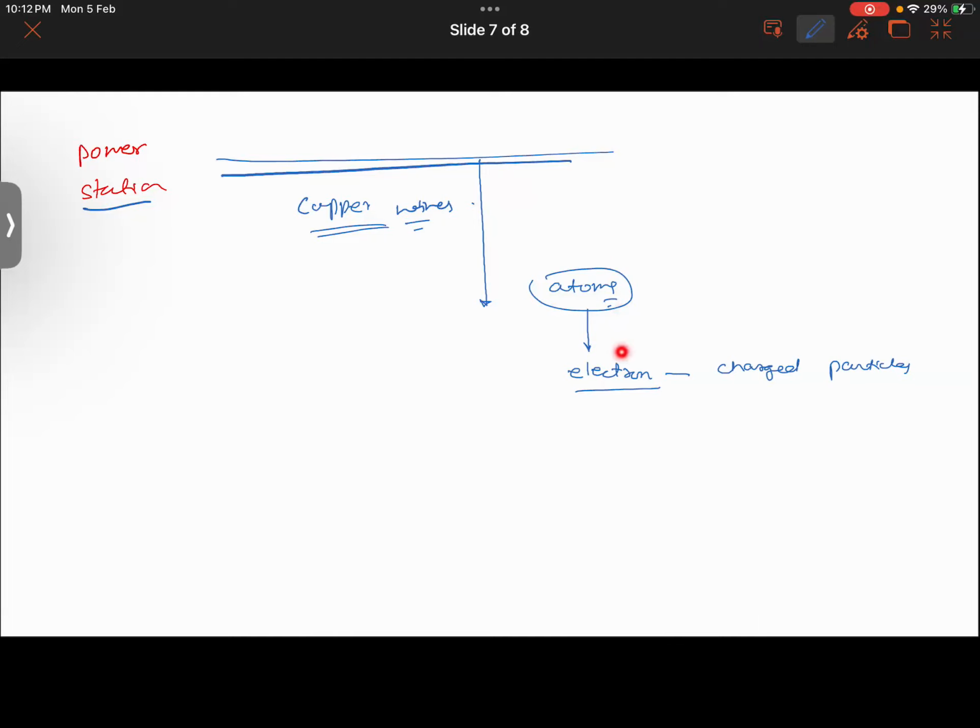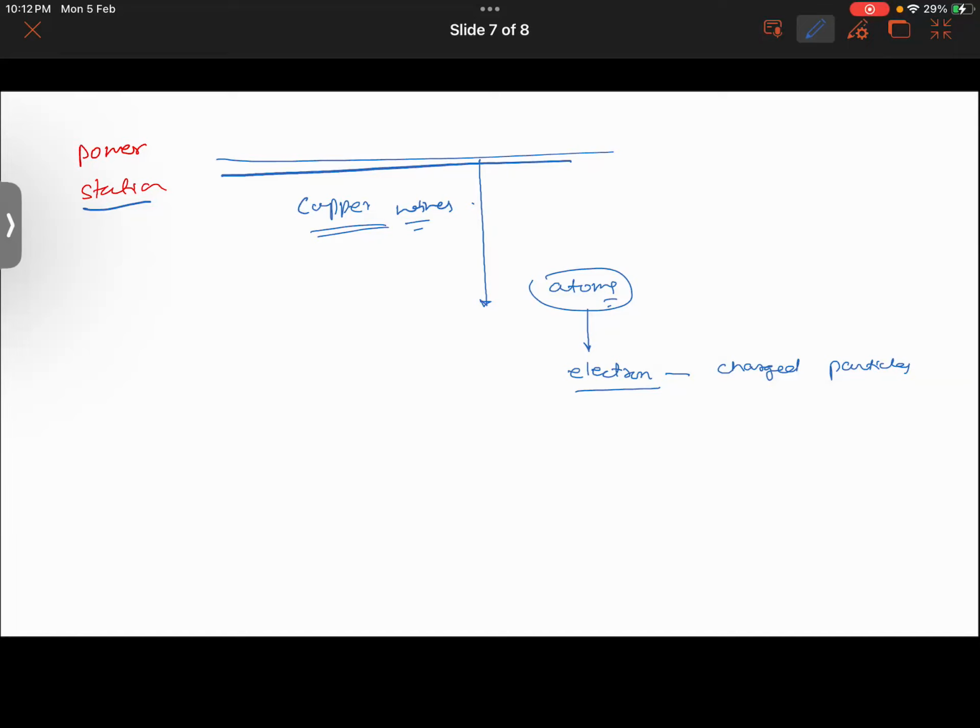So it is due to the flow of the electrons found in the atoms that electricity is generated. What did I say? I said that electricity is generated due to the flow of charged particles called electrons. Getting it? Yes, sir. Okay, no? So what are electrons? Electrons are charged particles. Due to the flow of the electrons, electricity is generated. So when you see the electricity coming into your house, know that it is actually due to the flow of the electrons in the wire. Wires ke andar electrons flow kar rahe hote. Because of that, electricity is actually produced.